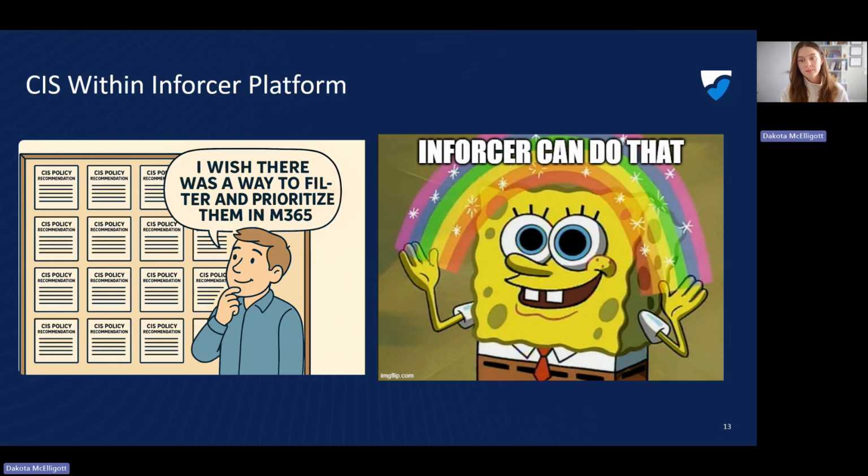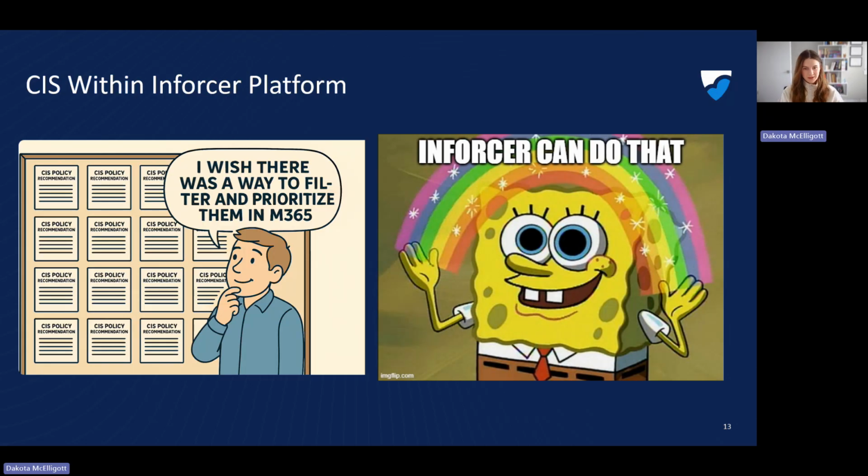Because within the platform, CIS isn't just a PDF or a checklist, it becomes a dynamic, automated lens for understanding your actual security posture. So we map Microsoft 365 configuration data directly against CIS guidance. We highlight and let you know what's passing and what's failing, and then also what's most important to focus on first. So instead of manually combing through benchmark items, Enforcer prioritizes them. It surfaces misconfigurations, and it turns the entire CIS standard into something that you can actually act on immediately.